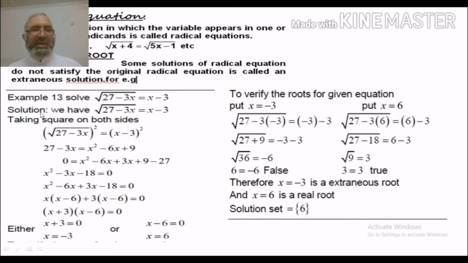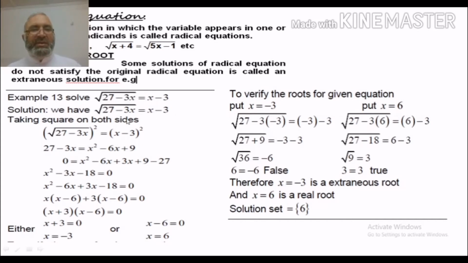For example, take example 13. Solve this radical equation: 27 minus 3x under root is equal to x minus 3. So where one radical sign occurs, the method is taking square. First of all, separate the radical sign to one side, either on the left side or on the right side. Secondly, take the square on both sides.